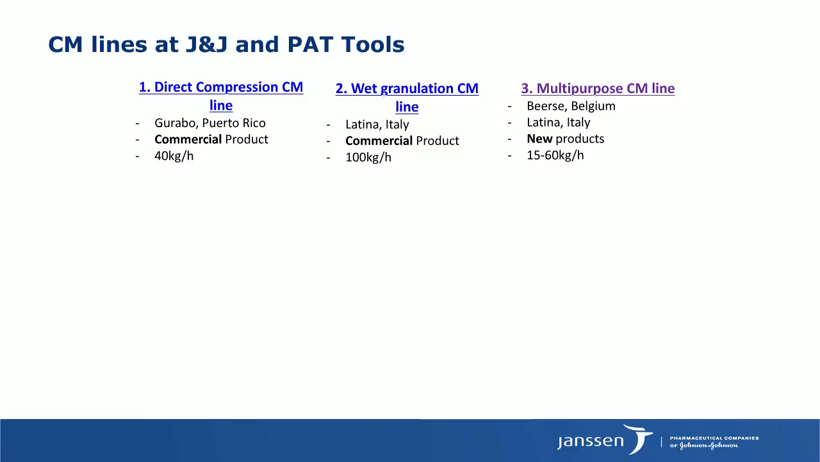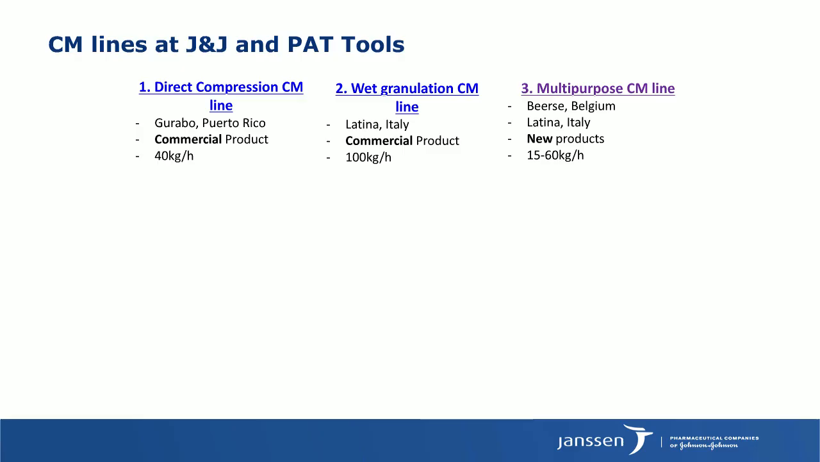This direct compression line was introduced for a commercial product. So what we have done is we have converted a traditional batch product, a product which was already on the market, from batch to continuous manufacturing. The same thing that we have done in our facilities in Italy, in Latina, where also a commercial product we used to convert to a continuous manufacturing process.